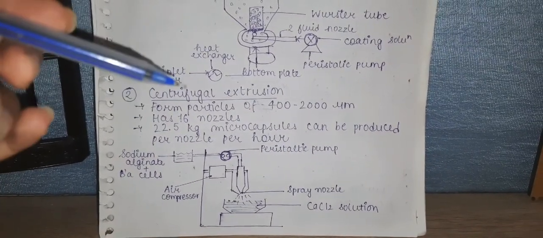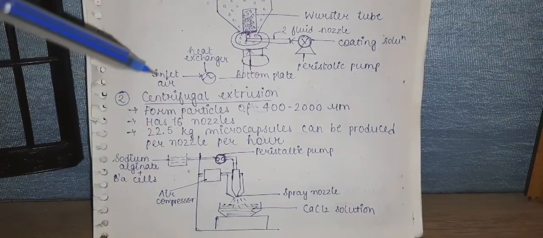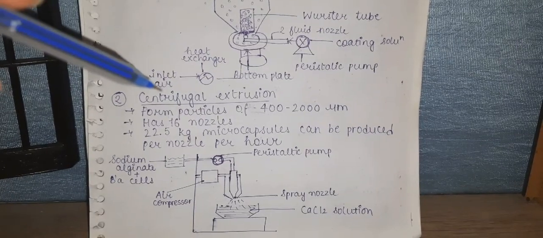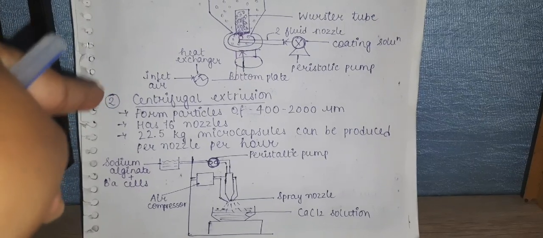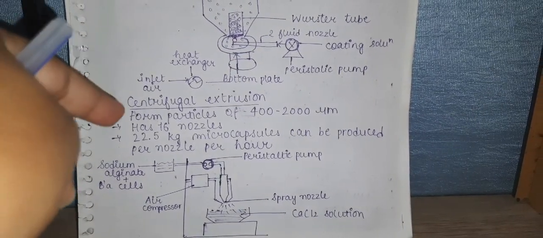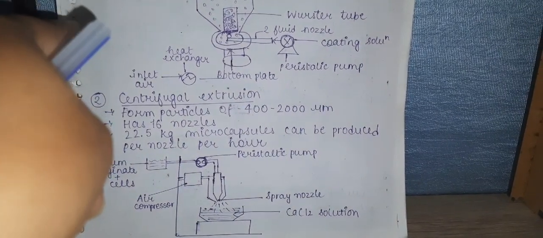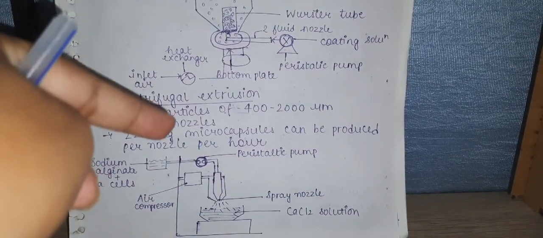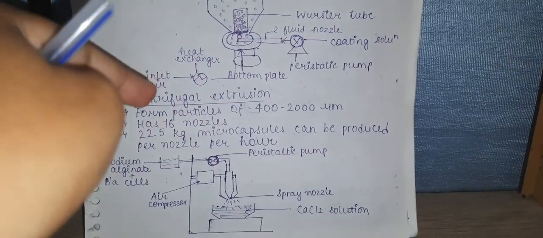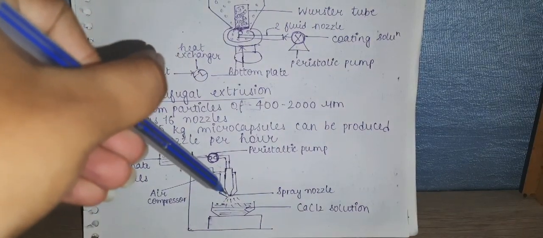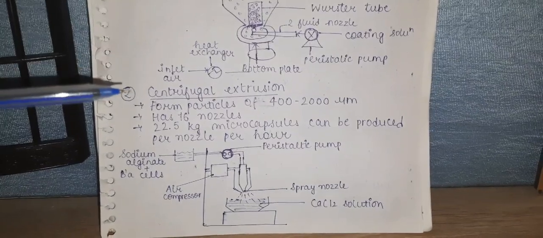Now we'll move to number 2, that is centrifugal extrusion. Now this one in particular is only for liquid. You can also use slurry, but this one is for liquid form and the slurry form only. Now liquid encapsulation is done using a rotating extrusion head which contains concentric nozzle.